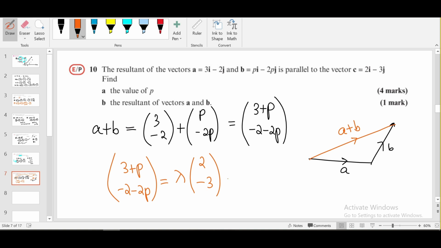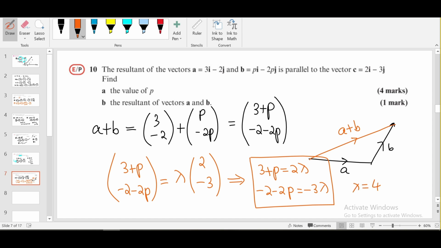When you frame the equation taking the x components, you will get 3 plus p is 2 lambda, and then minus 2 minus 2p is equal to minus 3 lambda. Solve the simultaneous equations, you get the value of lambda and p. You don't need to show any step, you just use your calculator. You will get lambda is equal to 4, p is equal to 5. Though they are not interested in the value of lambda, you can just write the value of p. Okay.